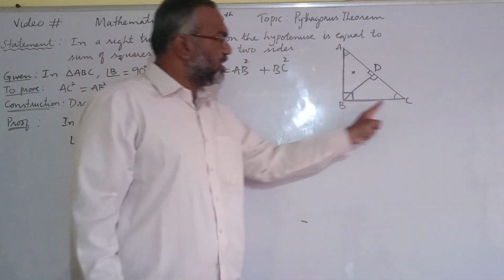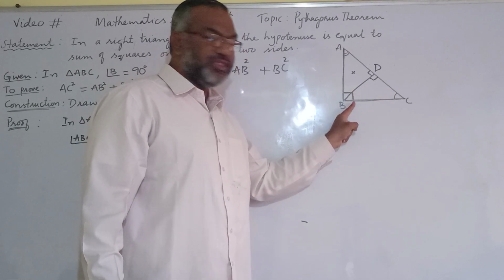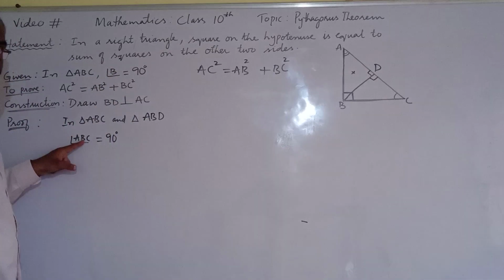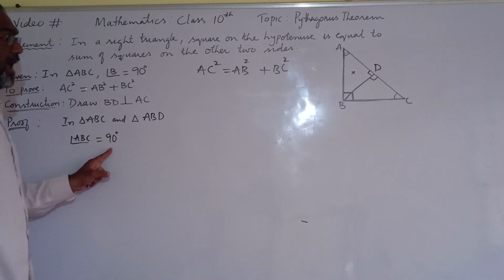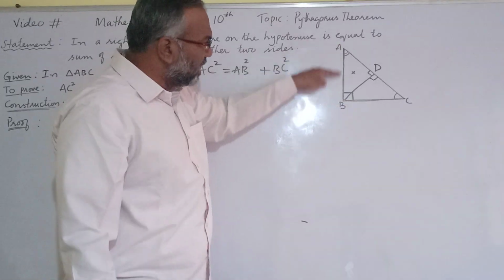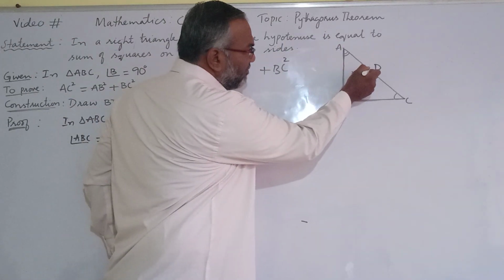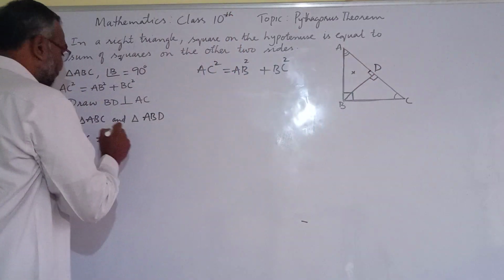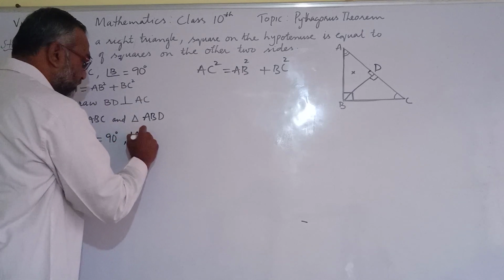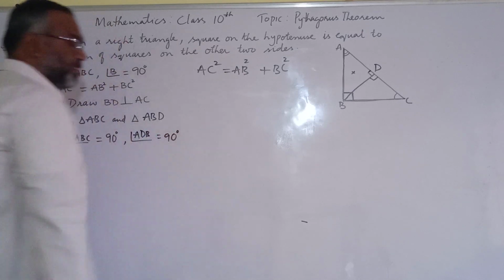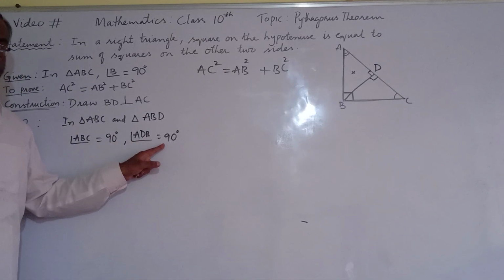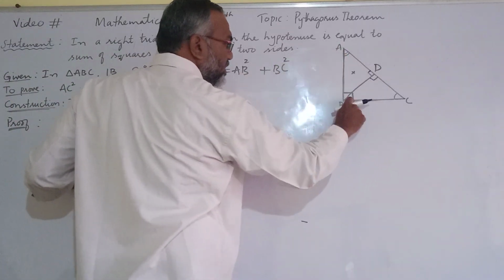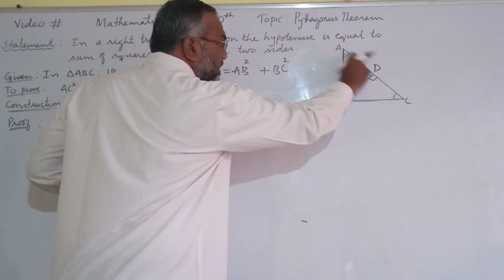Angle ABC, this angle is 90 degrees. How do we know? It's given already. Angle at B is 90 degrees. And in triangle ABD, at D we have 90 degrees because of construction. So angle ADB is 90 degrees. Right? It means angle B in the big triangle is equal to angle D in the small triangle, right?